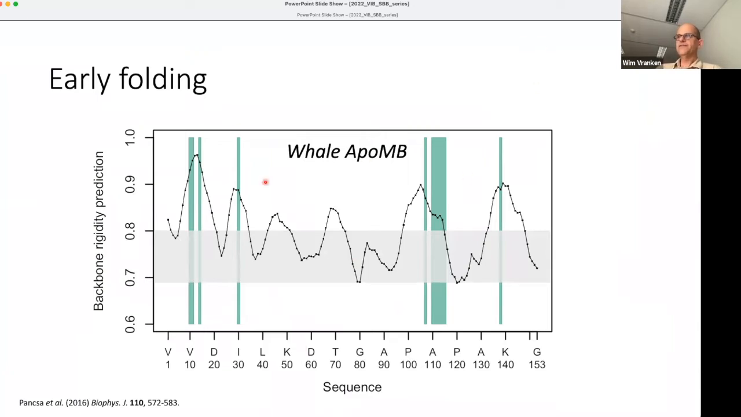This is one of the sequences that we had in the database. This is whale apo-myoglobin, so it's a very well studied protein. Here you've got the sequence, in black you've got the backbone prediction, and in green you see where the early folding residues were determined by completely independent hydrogen deuterium exchange methods, and you can already see that these regions correspond to peaks in our profiles, which is of course very satisfying.